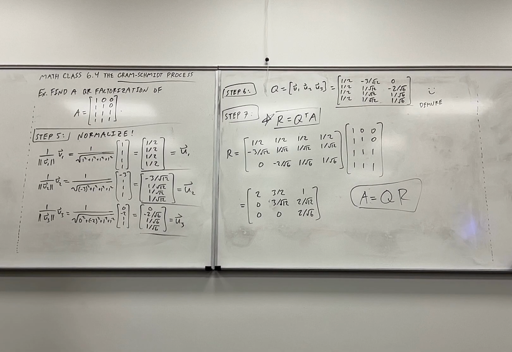I got a question. If we were to factor out the denominators, how would you write that in matrix form? Don't. Just don't.